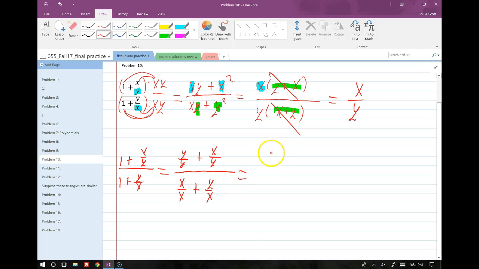So now I have y plus x over y in the top, and I have x plus y over x in the bottom. So now I use my rule for division, which means if you're dividing 2 fractions, you flip the bottom one and multiply. So I have y plus x over y. Oops, this should be a y. And then that is now multiplied by x over y plus x.